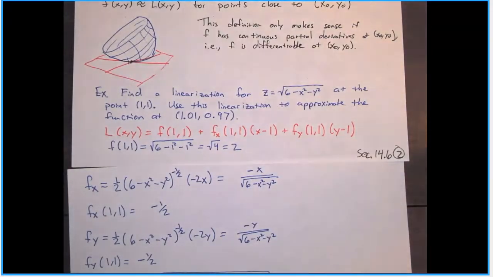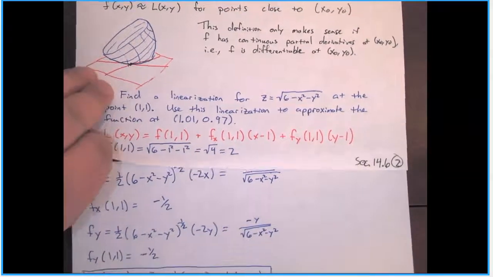When I take a partial derivative with respect to y, things turn out similarly, right? The first part is exactly the same, and all that changes is the last part of the derivative. And so this partial derivative with respect to y is negative y over the square root of 6 minus x squared minus y squared. I plug in 1 for x and y. I also get negative 1/2.